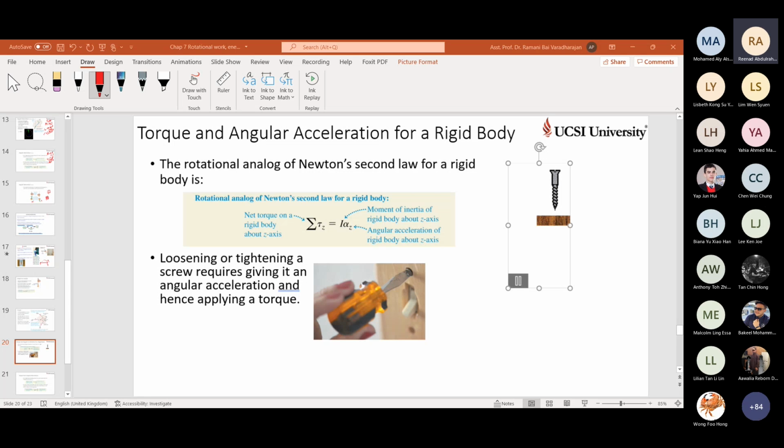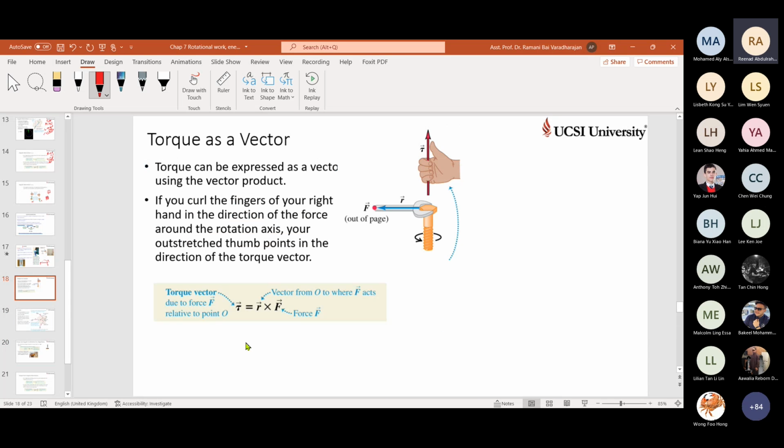Anything not clear in torque? Torque is due to the force, right? And the force is perpendicular to the material, and the lever arm should be there to produce a torque or do some work. And the perpendicular distance times the force.